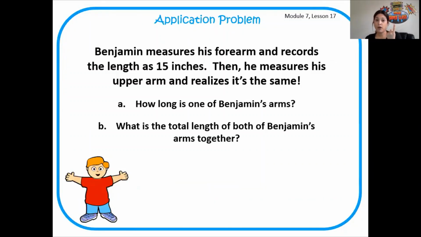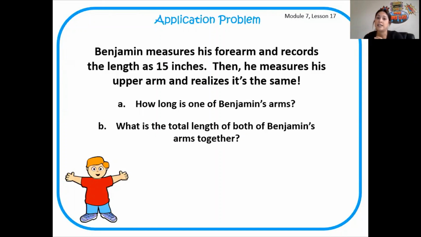So step one, you have to figure out, it's a two-step. So step one, you have to figure out how long his entire arm is. So you know that from here to here it's 15, and from here to here it's 15. So how long is the whole thing? Okay. And B, what is the total length of both of Benjamin's arms together? So once you figure out the length of one arm, then you can figure out the length of both arms together. Okay, so go ahead and pause the video.